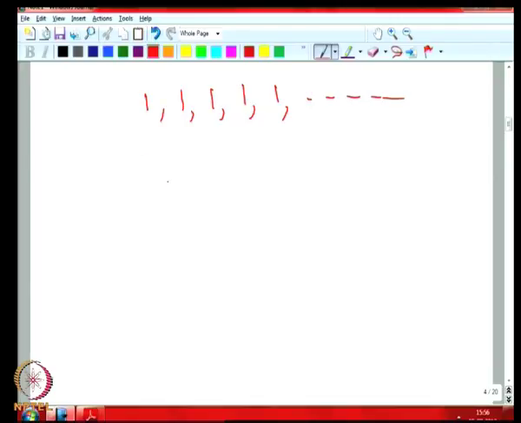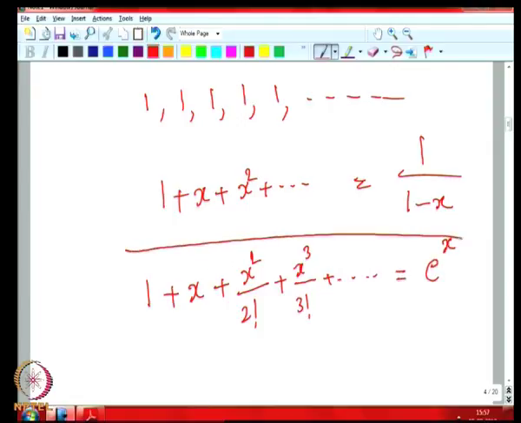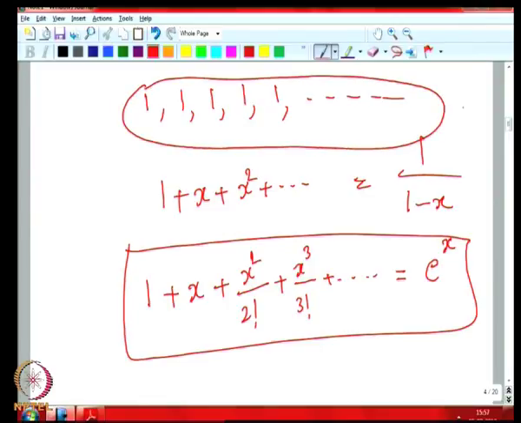For this sequence the ordinary generating function is what? It is just 1 plus x plus x square plus and so on, which is 1 by 1 minus x, right. We have seen this before. But the exponential generating function will look like this: 1 plus x plus x square by 2 factorial plus x cube by 3 factorial and so on. From calculus we know that this is e to the power x, right. So, the exponential generating function for this sequence, whose ordinary generating function was 1 by 1 minus x, is going to be e raised to x.